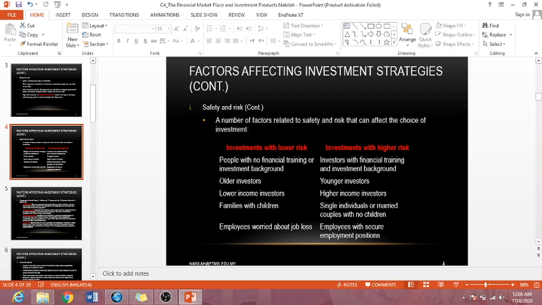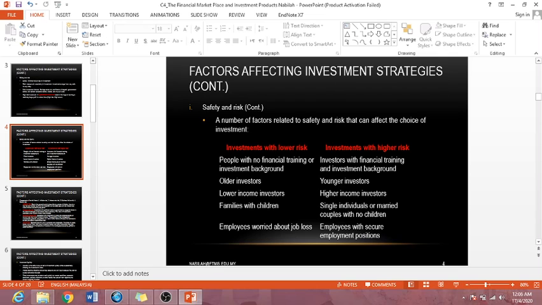Investment with higher risk: the investor has financial training and an investment background. It means this investor already has expertise in investment. They already know the ins and outs, so that's why they get involved with higher risk compared to lower risk.